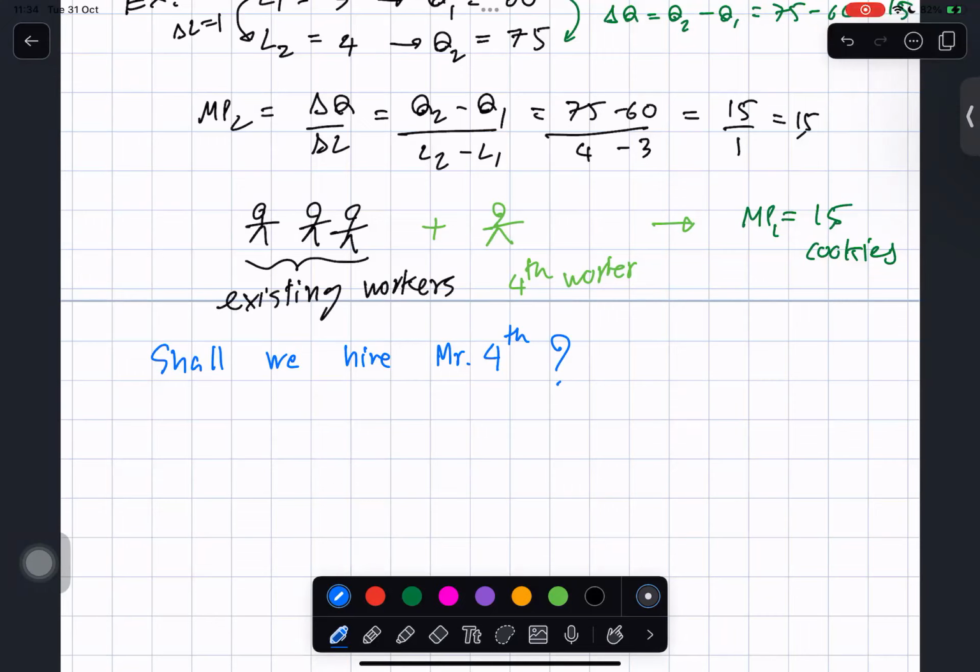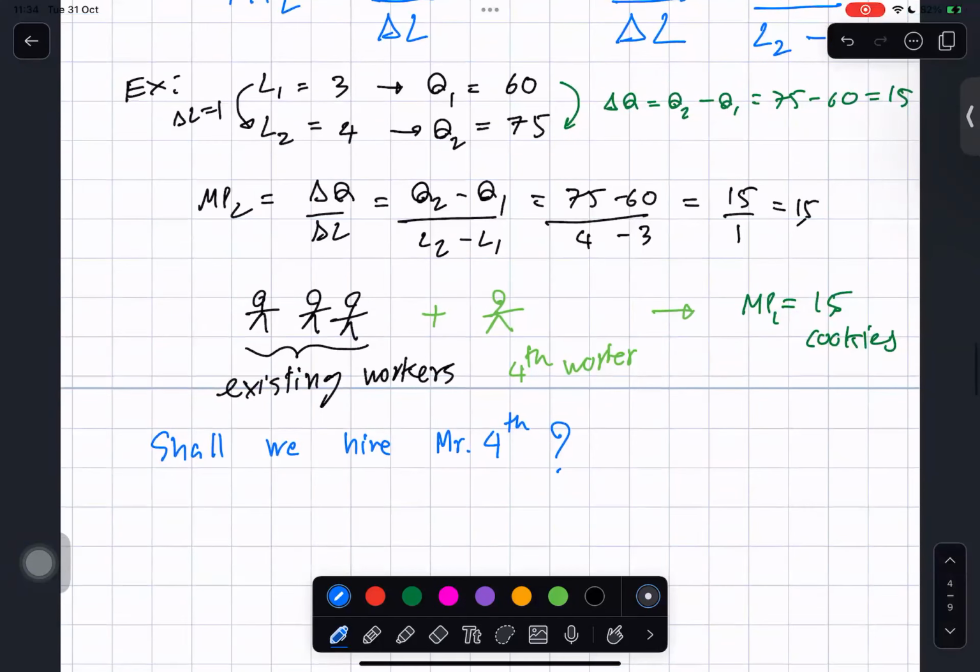If we learn about this, that if we add Mr. 4 in, we got 15 cookies more. The question is, should we hire him? You say no? How do you know? Existing workers can produce 20. Where did you get the number 20 from? 60 divided by 3. That's AP. And that's okay.